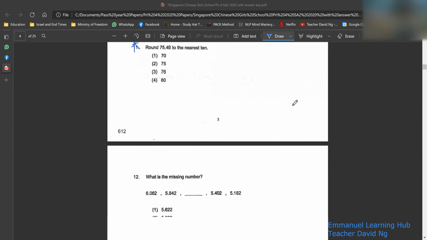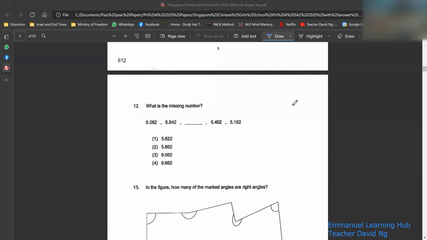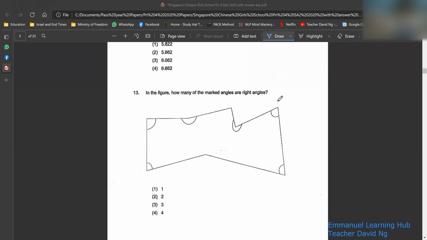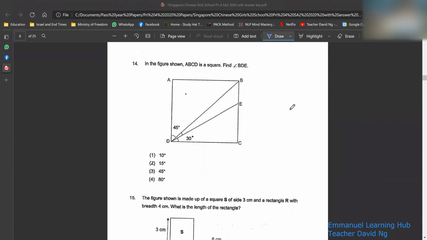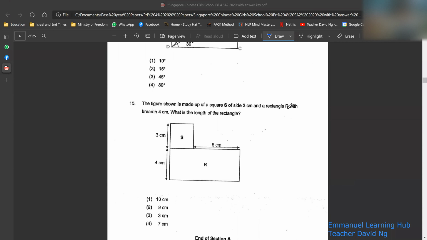Okay, question 12, what is your answer? Number 1. Yes, you got it right, so I won't go through. Question 13, what is your answer? Number 2. Yes, you got it right. I won't go through also. Good. Question 14, what is your answer? Number 2. You got it right, so I won't go through. Good. Question 15, what is your answer? Number 2. You got it right also.